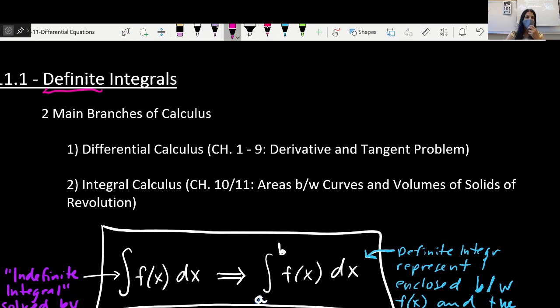And then today we're looking at definite integrals. And we actually have already been working with those. You just didn't know that that's what they were. So just to sort of put this all together, there's two main branches of calculus. One is differential calculus. That's the stuff that we did in chapters 1 to 9, derivative and tangent problems. And then integral calculus is chapters 10 and 11, which is area between curves and volumes of solids of revolution.